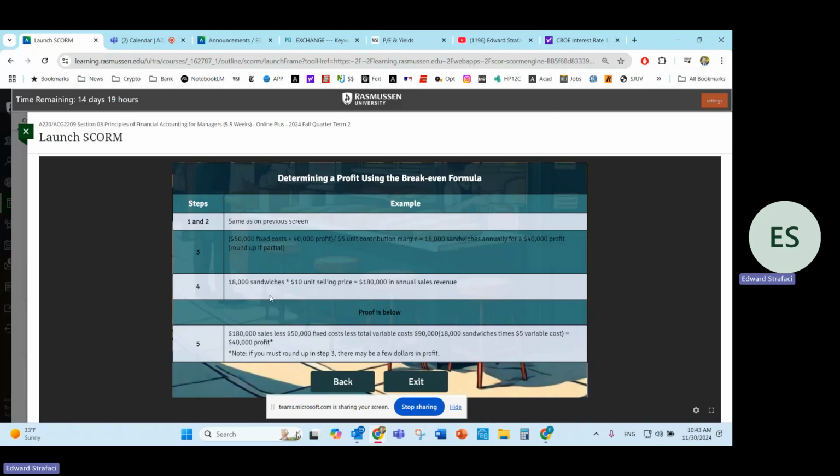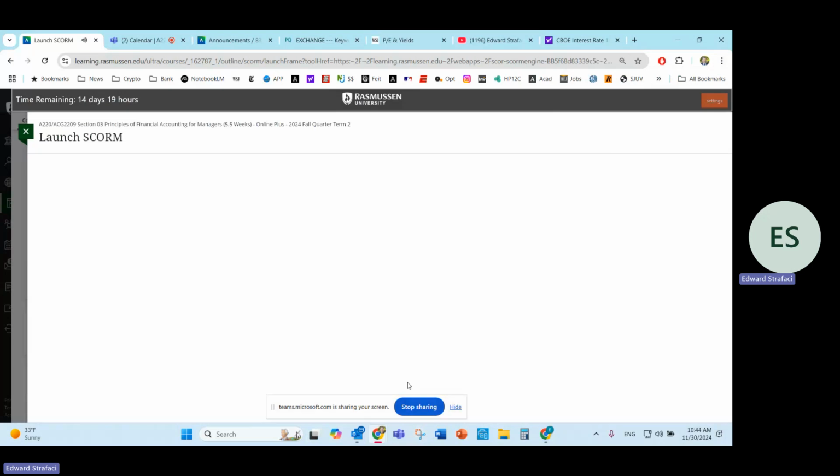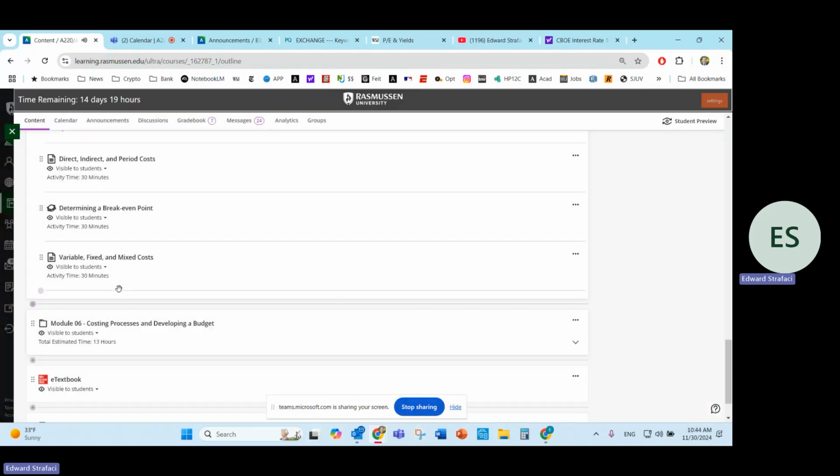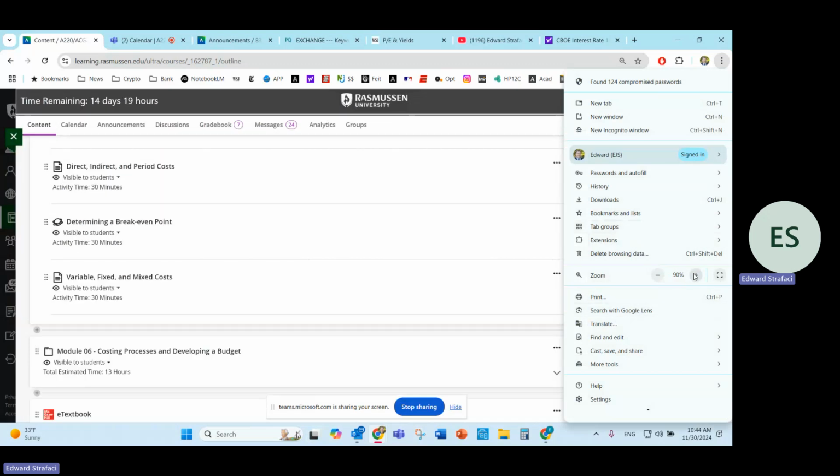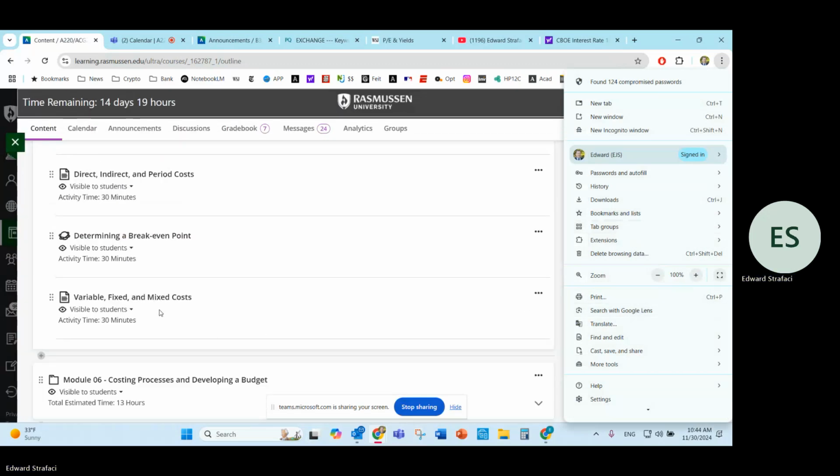And 18,000 sandwiches times what you sold it at, which is $10, equals $180,000 in sales. If I take the 180 in sales, less my fixed costs, because fixed costs never change, less my variable costs, which is the 18 times the 5, you'll notice that when you subtract it out, you get your $40,000 profit. So use that as a guide when you have to do the math on this, okay?